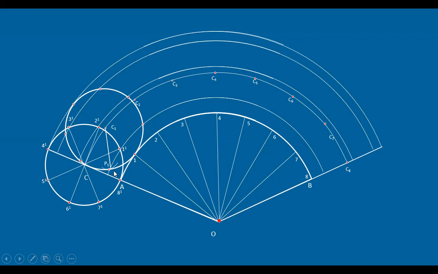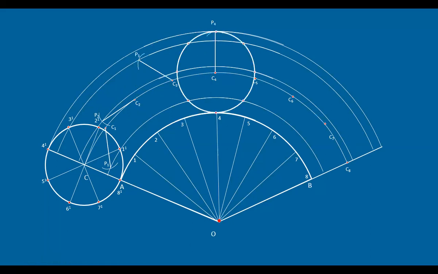Follow the same procedure here with C2 as center and with the small r as radius. Go on to intersect the second line, right? This is the second line passing through the second point. Similarly, C3 as center, third line, third curve. You get P3, C4, you get P4, which is on top, right?